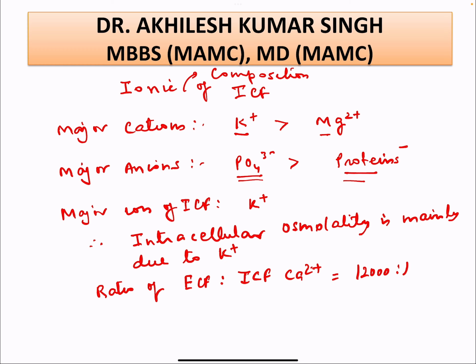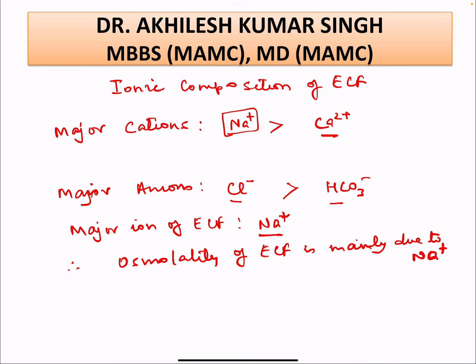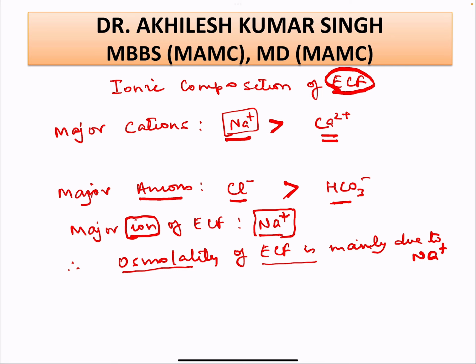So let us recall this again. For the ECF, the major cations are sodium and calcium. Out of these two, sodium is more in concentration. The major anions of the ECF are chloride and bicarbonate. Out of these two, chloride is more in concentration. If we talk about the major ion of the ECF, out of these four, sodium has the highest concentration, and therefore the osmolality of the ECF is mainly due to the sodium ion.